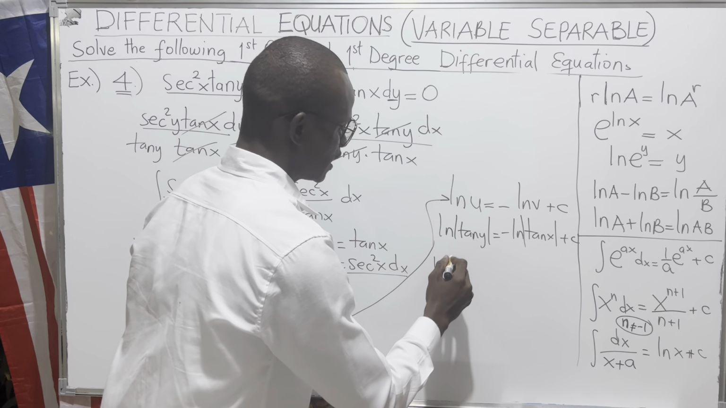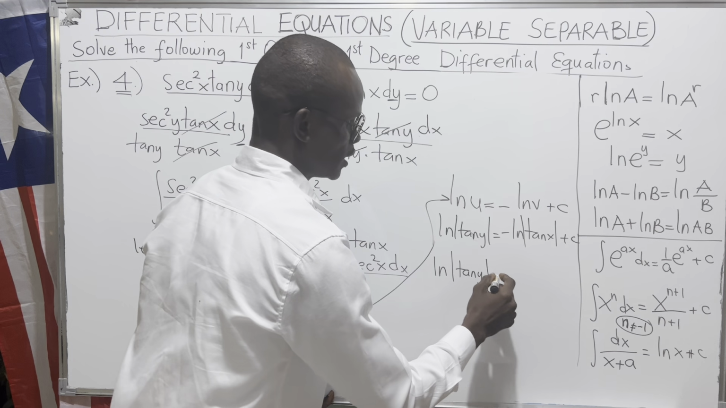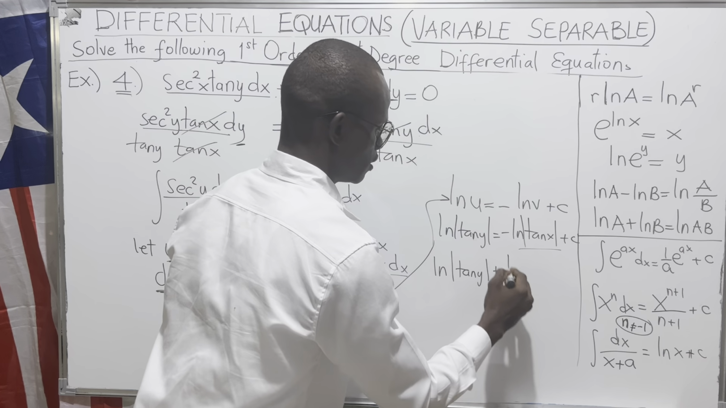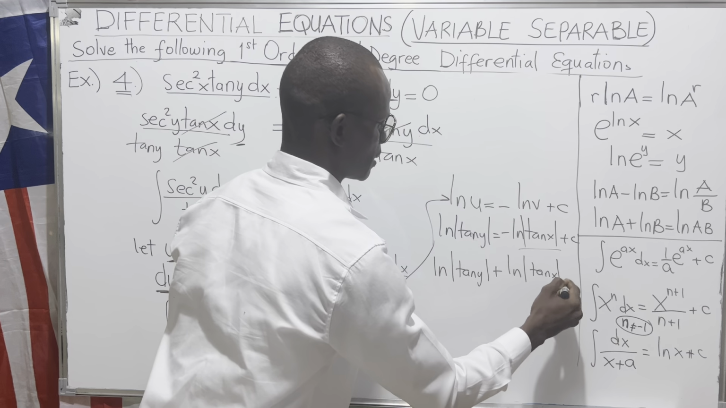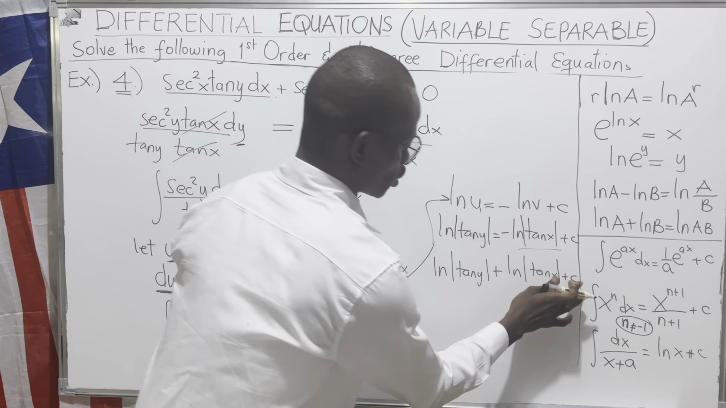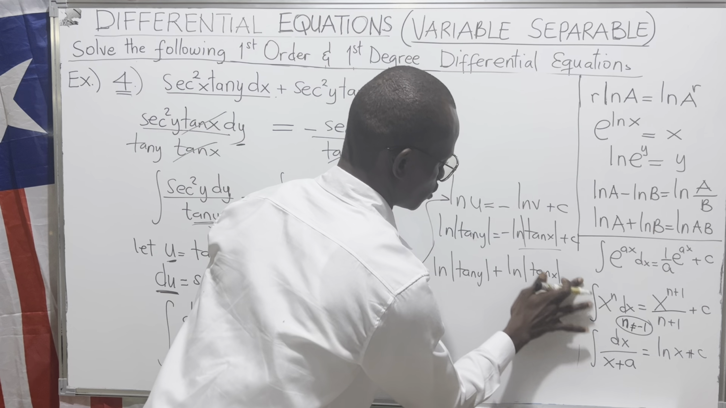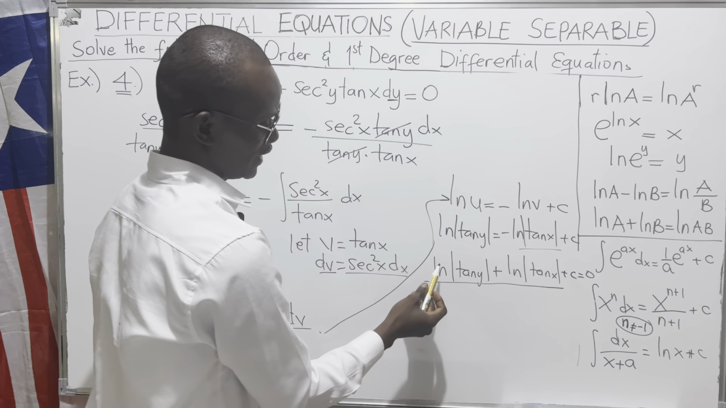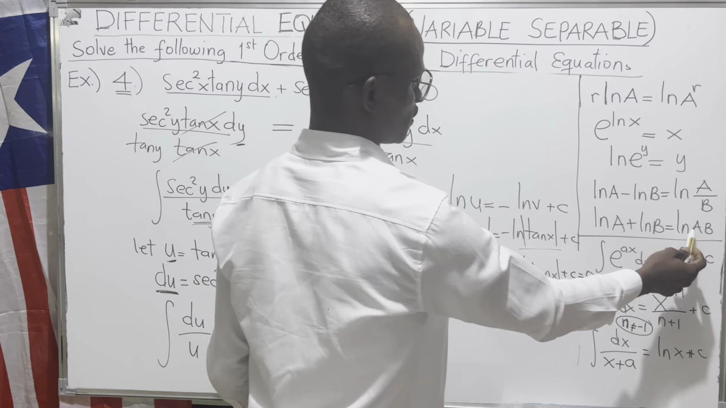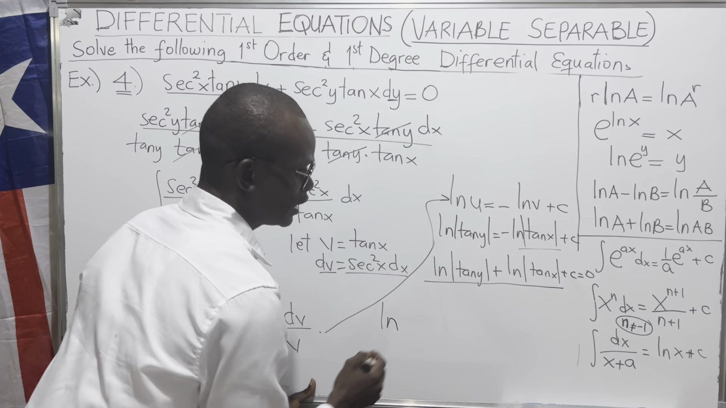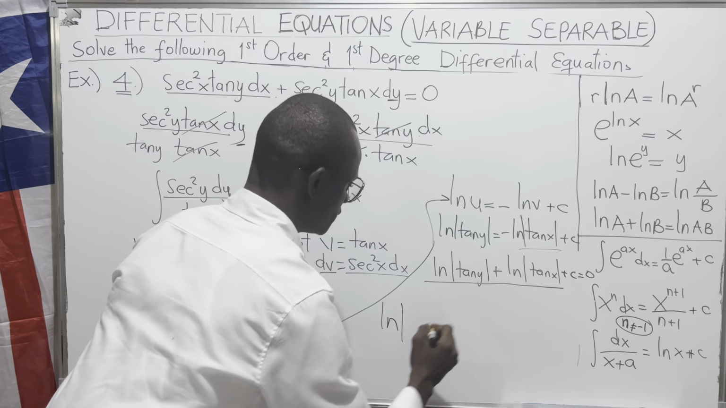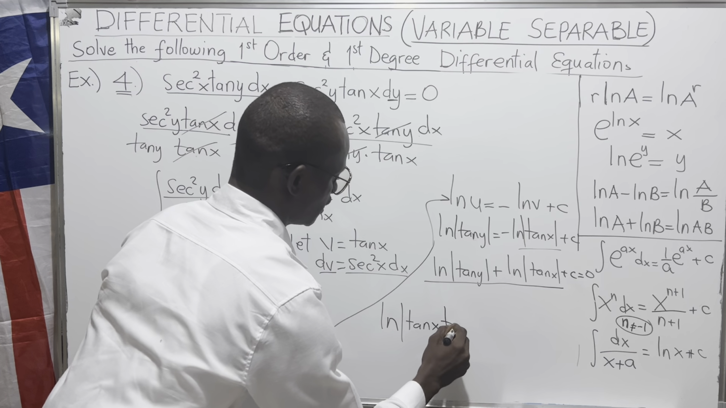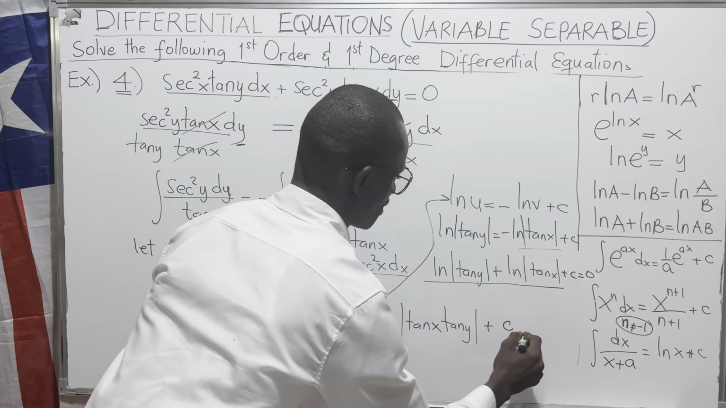Now we have ln of tangent of y. Now we send this term across, it becomes plus ln tangent of x plus some arbitrary constant, equal to 0. So now we told you when you have the ln of A plus the ln of B, it is just equal to the ln of A times B. So this now will be the ln of tangent of x times tangent of y plus some arbitrary constant c equals 0.